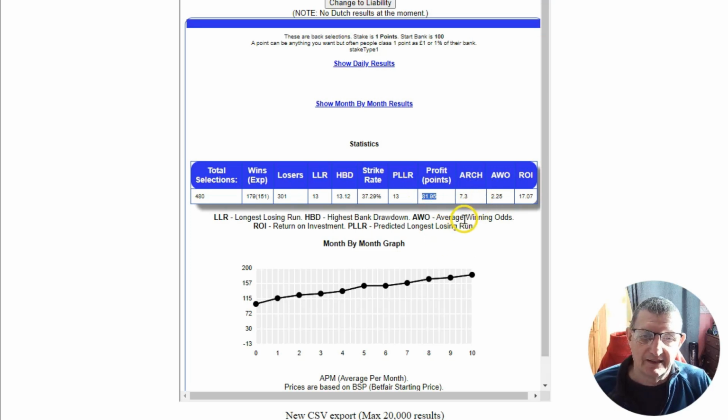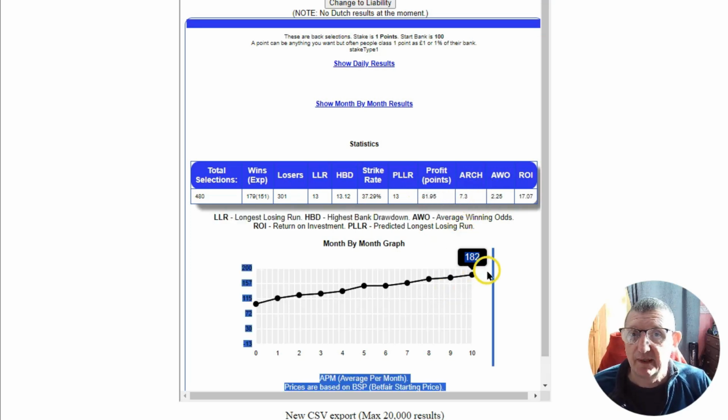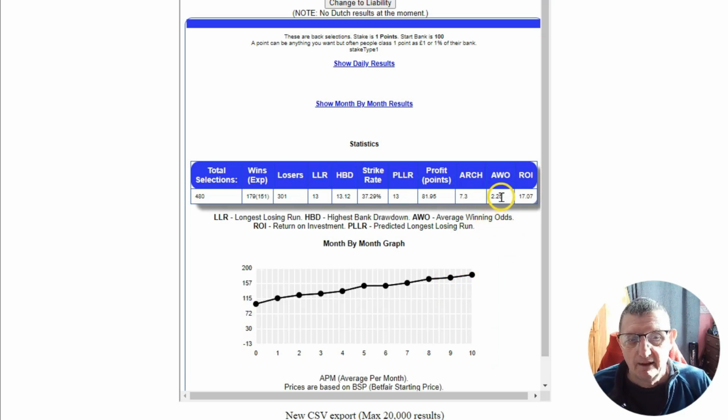Archie score just means it's probably okay. It's not random. It looks about right, that kind of thing. 2.25 is the average winning odds. That would actually be 3.25 because that's without the 1, so 2.25. And the ROI, return on investment, is 17%.